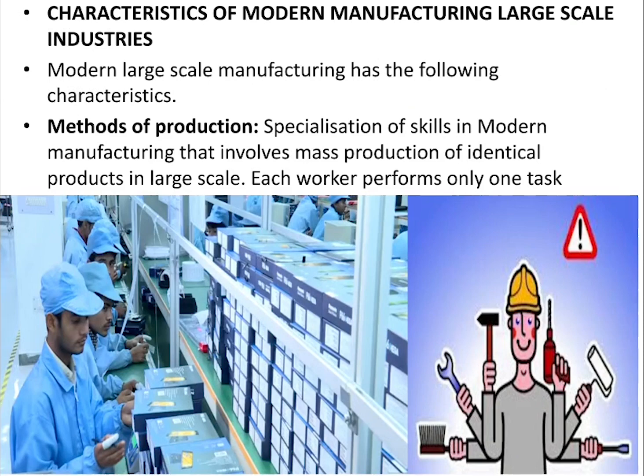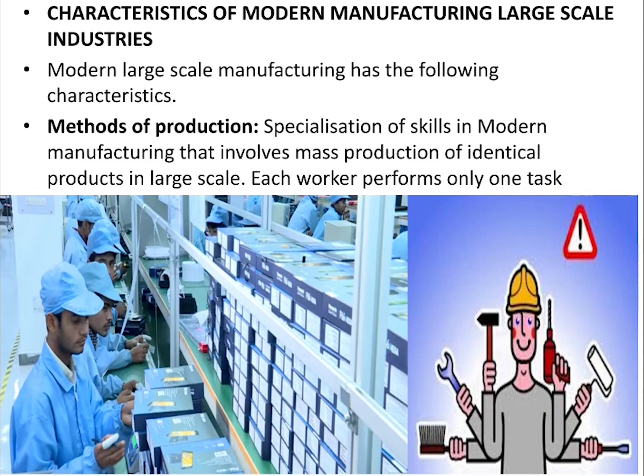In order to produce identical goods on a large scale, one person needs to be specialized in one work or skill. That is one characteristic of modern manufacturing industry. That means in a particular industry, a particular person is assigned to specialize in one work. He has to do one work repeatedly, again and again. That is one characteristic of modern manufacturing industries. The method of production is more specialized.